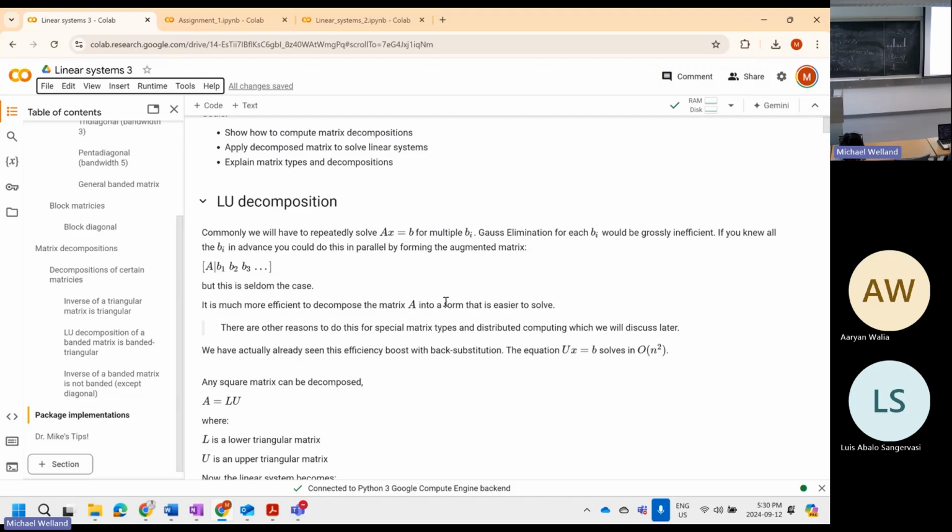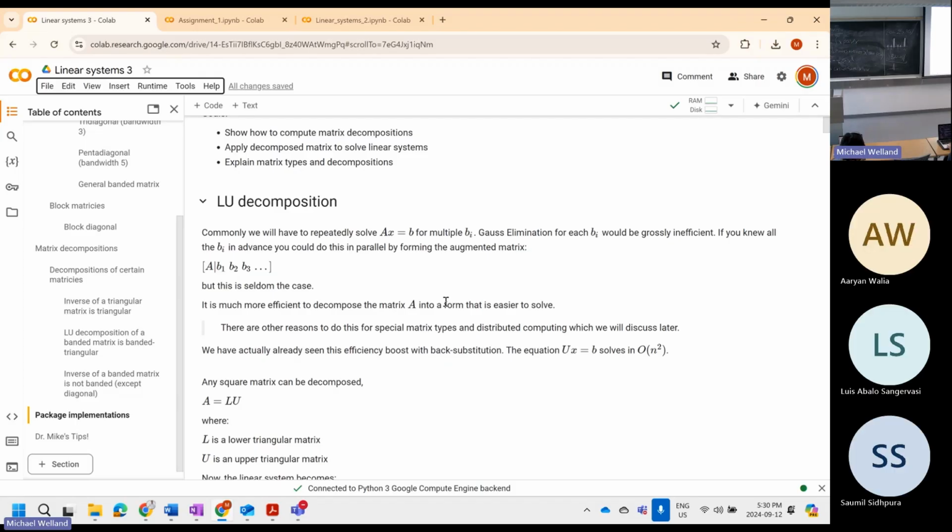So, commonly we have to repeat the linear solve for multiple constant vectors. The different scenarios for this abound, but just believe me when I say it's a very common thing that you want to keep doing. You could take all of those constant vectors, if you knew them before, put them together and do Gaussian elimination on all of them simultaneously. That is a possibility, but generally speaking, you won't have the entire set. You'll have one at a time and you'll have to do it in series.